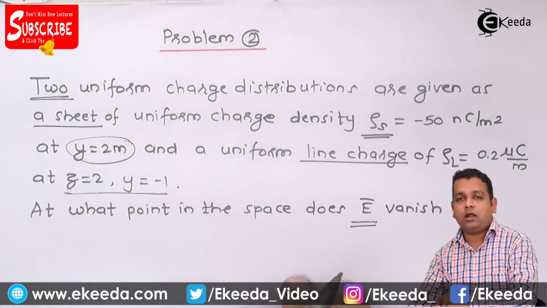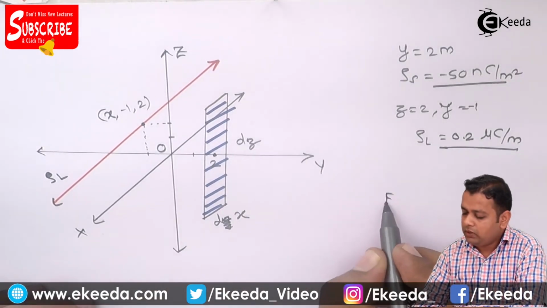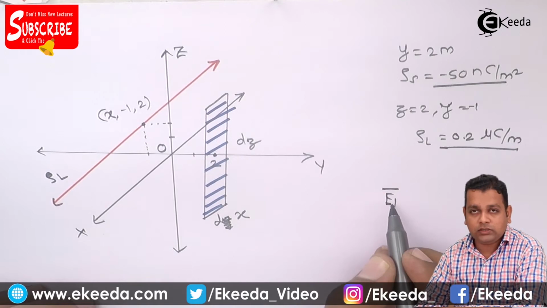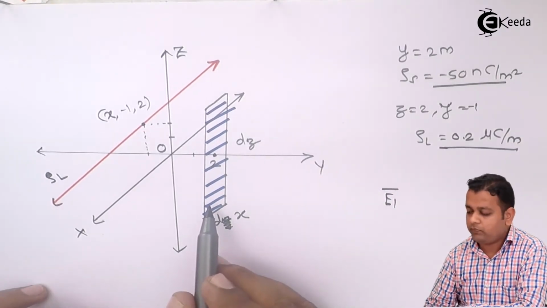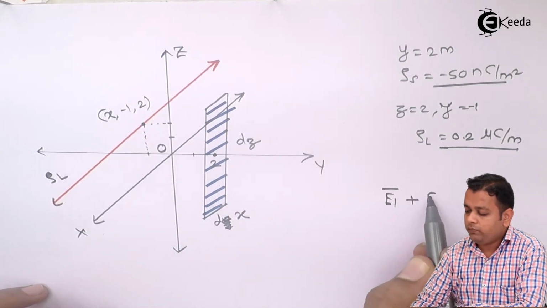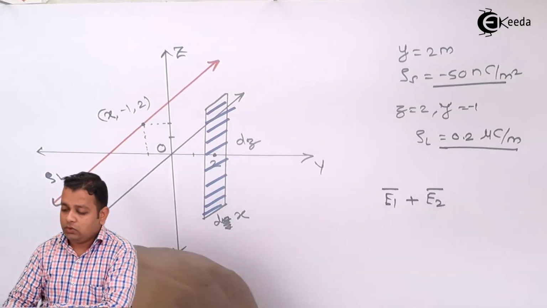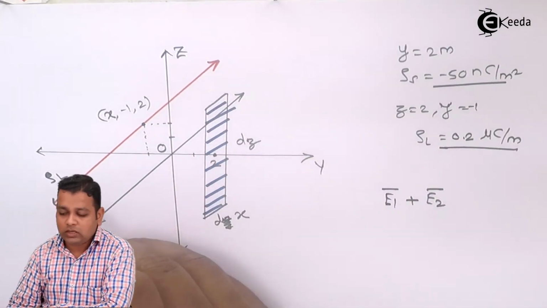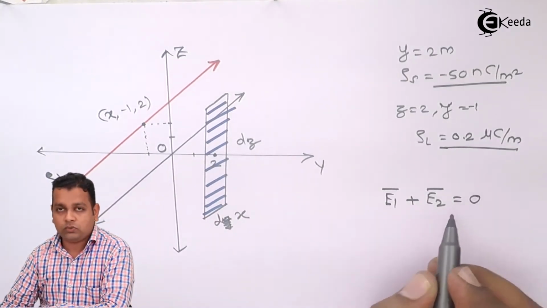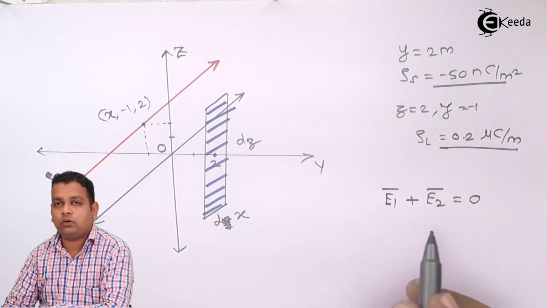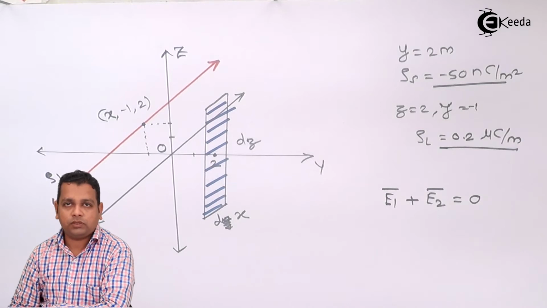Okay. So there are two sources. So we have to calculate E1 bar, electric field intensity because of the first charge configuration, that is uniform infinite sheet of charge. Then we shall be calculating E2 bar, that is electric field intensity caused due to uniform infinite line charge located here. If the addition of these two is equal to 0, we are supposed to get that particular location of the field point. So for that purpose, let us proceed.